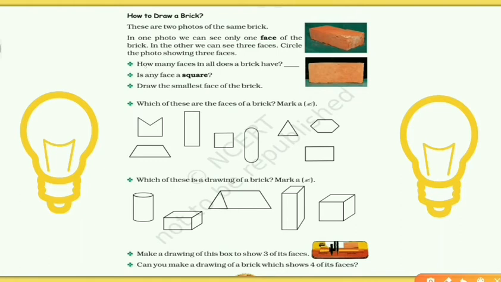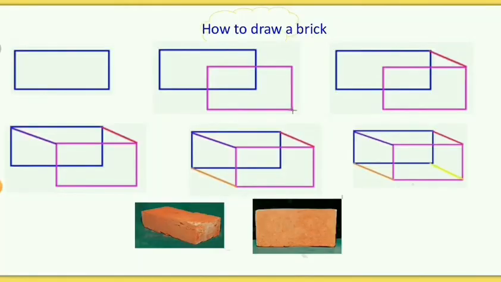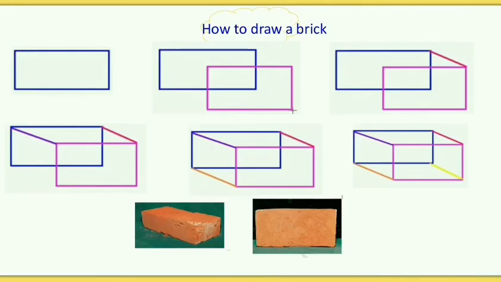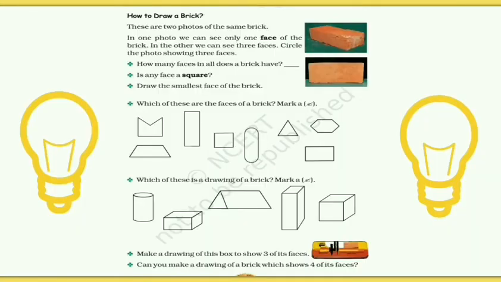Now, how many faces in all does a brick have? Children, if you see the previous slide, you can see that a brick is in the shape of the cuboid. So how many faces does a cuboid have? You have already learned that a cuboid has 6 faces. So in this case also, the answer to how many faces in all does a brick have is 6.